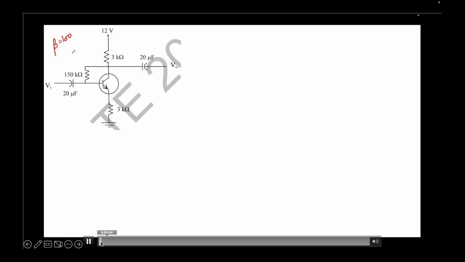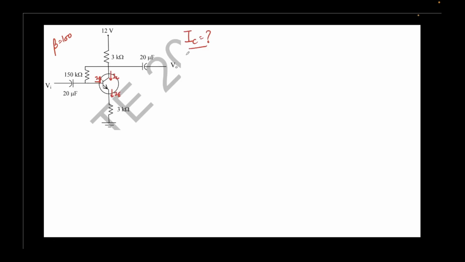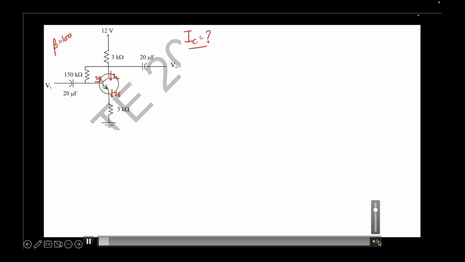Now looking at the question, we were given beta equal to 100, and this is the circuit, and we are required to find the collector current IC, where IC is the current flowing into the collector, IB is the current flowing into the base, and I is the current flowing out of this BJT.